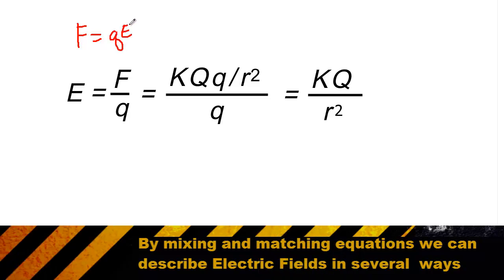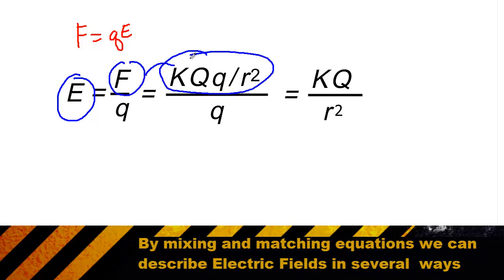Since we know the force of a charged particle in an electric field is equal to the charge of the particle times the field strength, we can rewrite that equation to say the field strength is equal to the force exerted divided by the charge of the particle. We also know the force between two charges is equal to kqq over r squared. Combining these equations, you can simplify your equation for electric field to be the electrical constant k times the charge of the plate divided by the distance squared.